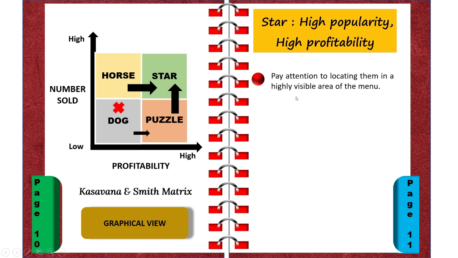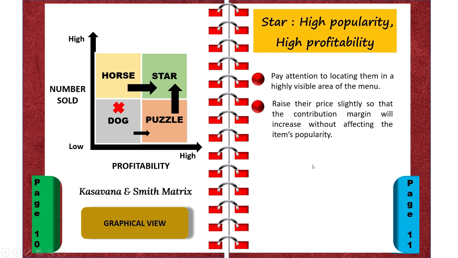First of all, we can pay attention to locating them in a highly visible area of the menu. In a menu card, there are different places. Psychologically, the client or the guest, their attention will be drawn towards a specific part of the menu. That we are going to clarify in a better way with an example in the later part of this session. So first of all, we can change their location so that they will become more visible in the menu. That is one decision we can take, because it is a star item, already a hit item, we'll try to make it more popular.